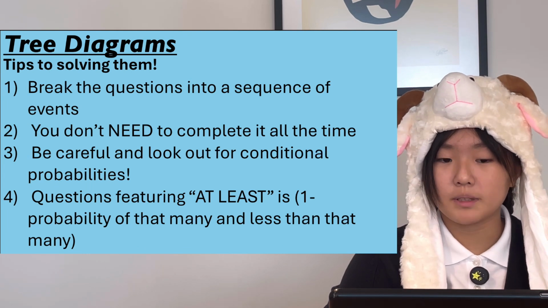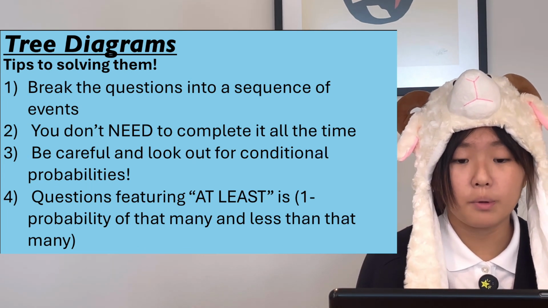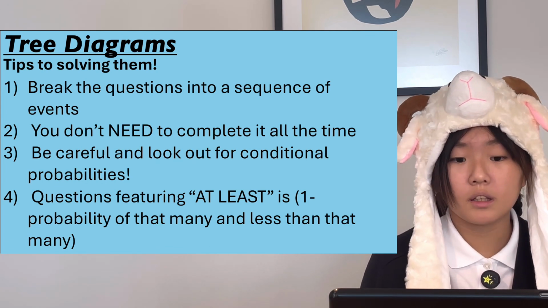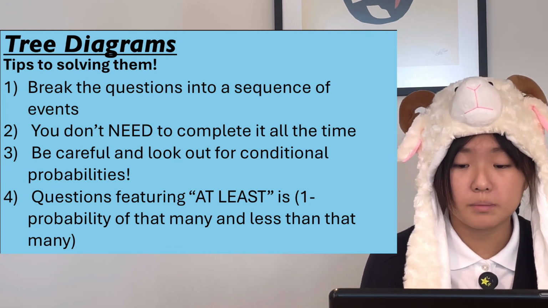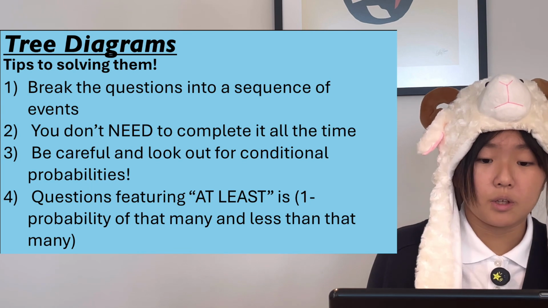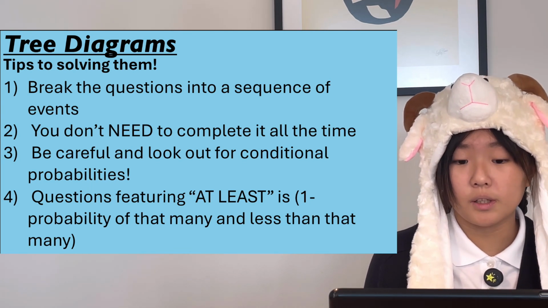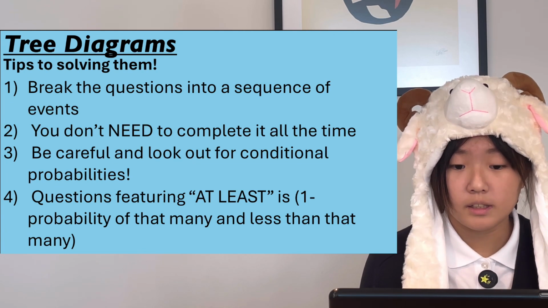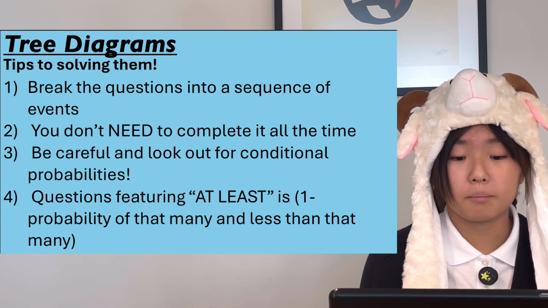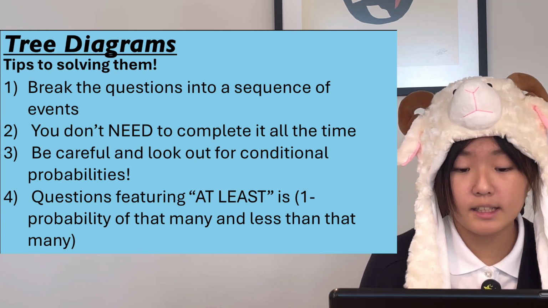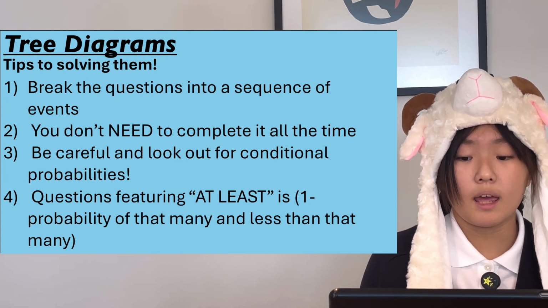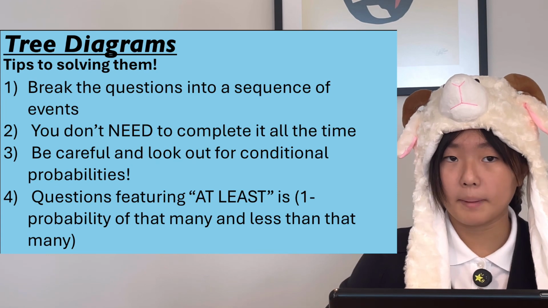I'll give you a few tips to solve tree diagram questions. Break the questions down into a sequence of events. And you don't need to complete the whole tree diagram sometimes. Sometimes you do, sometimes you don't. It depends, and you need to read the question carefully. And be careful and look out for conditional probabilities, because these could trip you up. Questions that feature at least is 1 minus the probability of that many and less than that many happening.